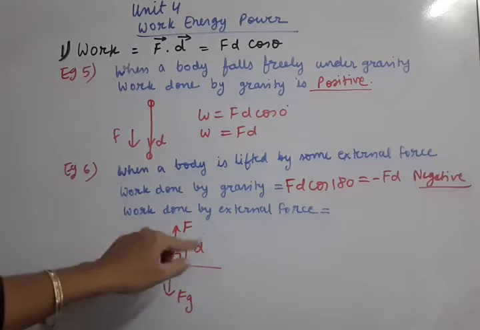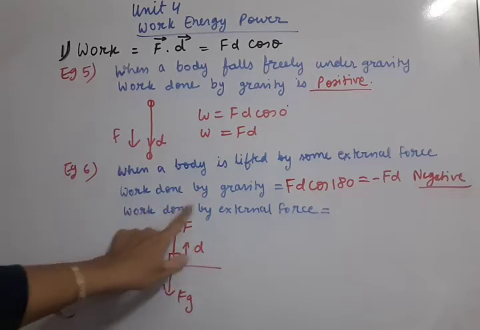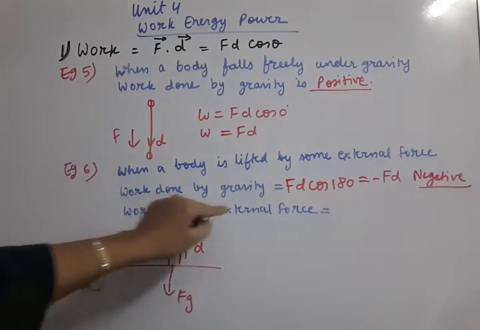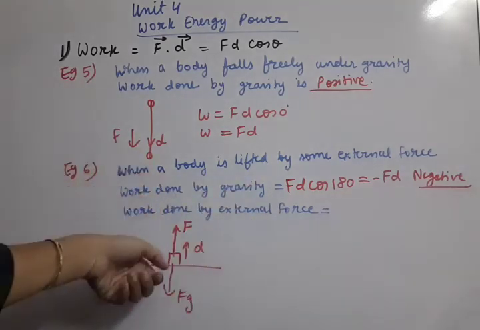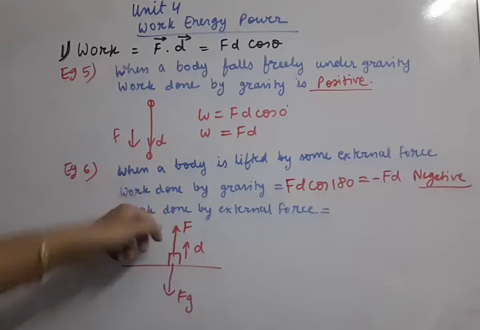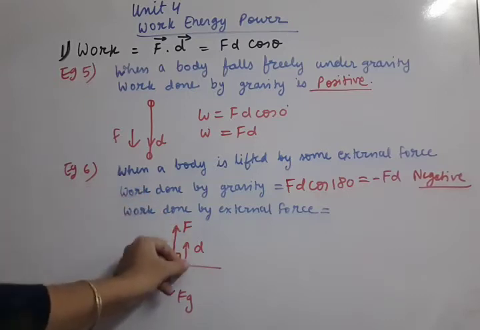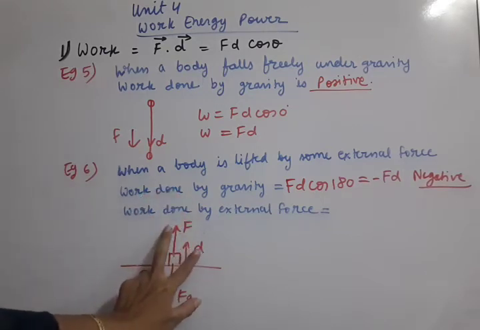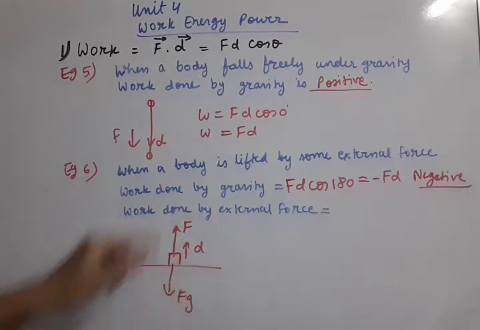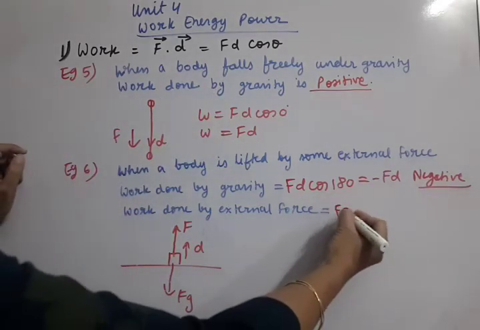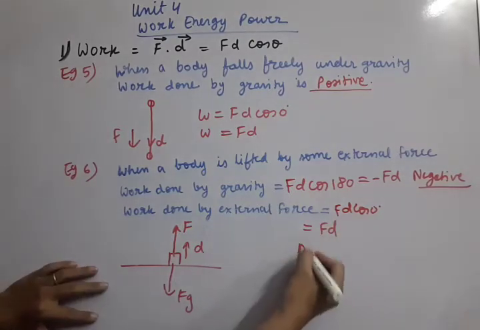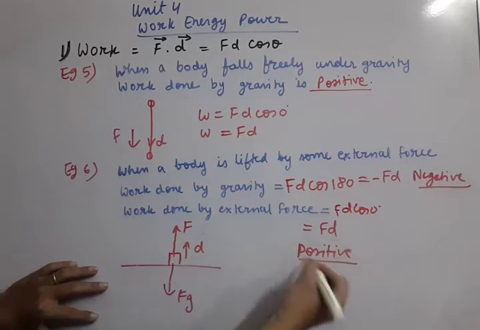But suppose in the same situation, work done by the external force is asked. Should it be positive or negative? You need to think about that. External force means the force by which we are pulling the body upward. So the external force is this force. Displacement of the body is also upwards only. So external force and displacement are in the same direction. Same direction means positive work. So Fd cos 0 will come, and cos 0 is 1, so only Fd will come and the work done will be positive.